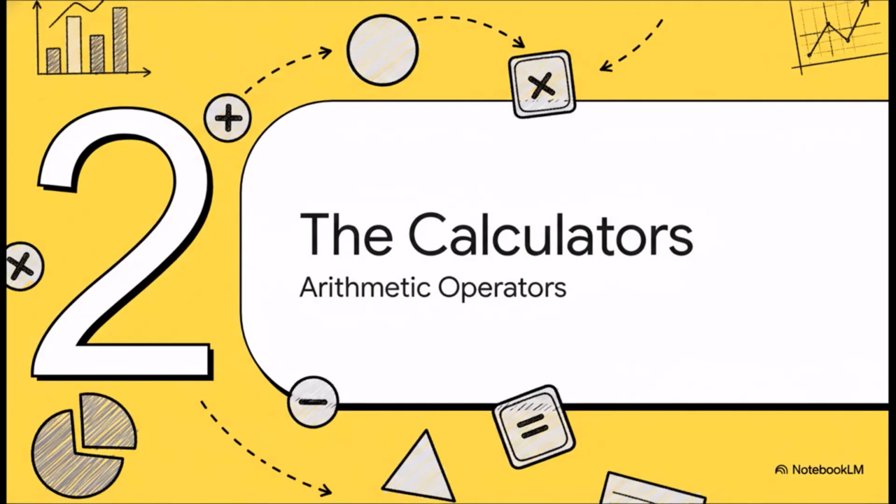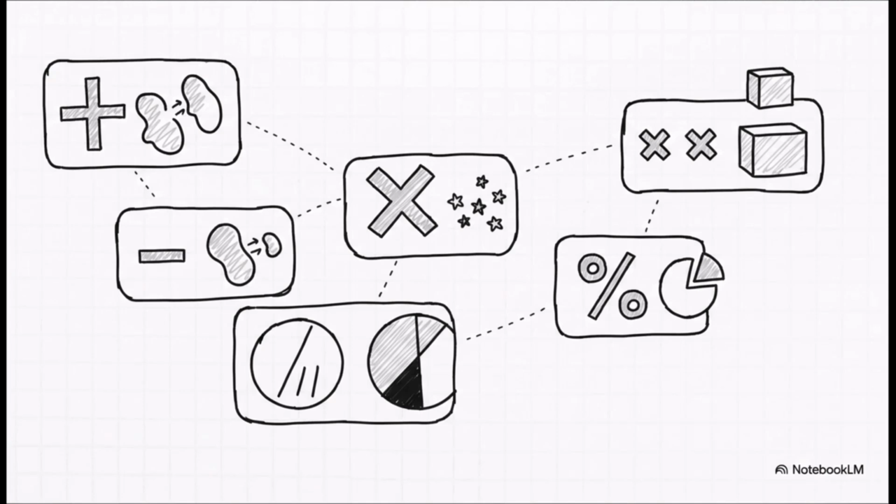Now let's meet our first team of operators. These are the ones we use for all our number crunching, the workhorses of mathematics in code, the calculators. Okay, most of these are going to look super familiar. You've got your standard addition, subtraction, multiplication, and division. No surprises there. But Python also gives us a few specialized tools for more specific jobs, things called floor division, modulo, and exponentiation. Let's take a closer look at a couple of these special cases.